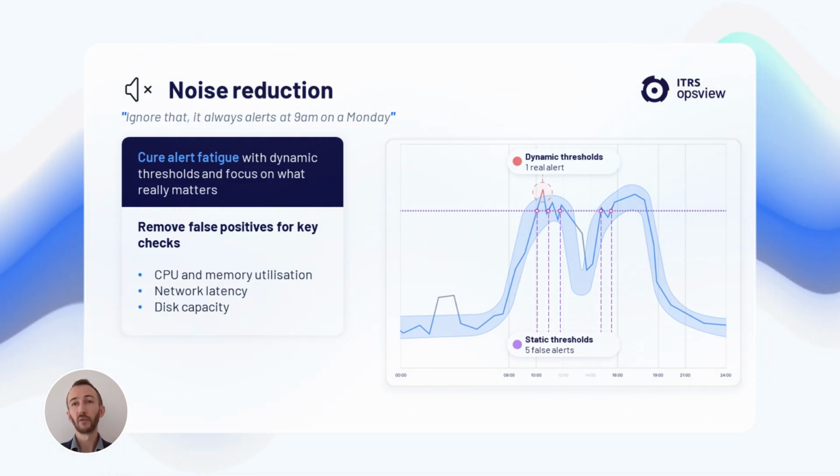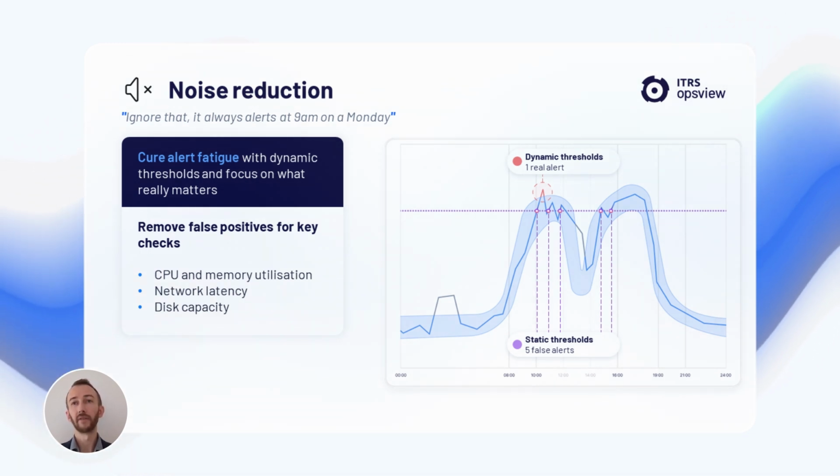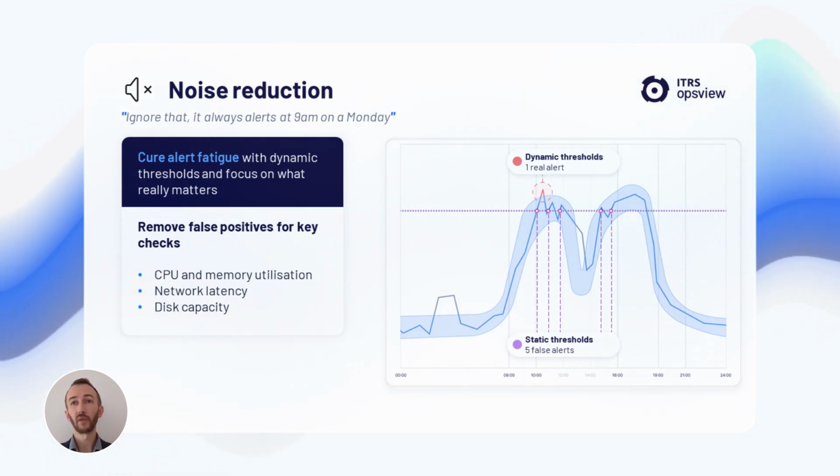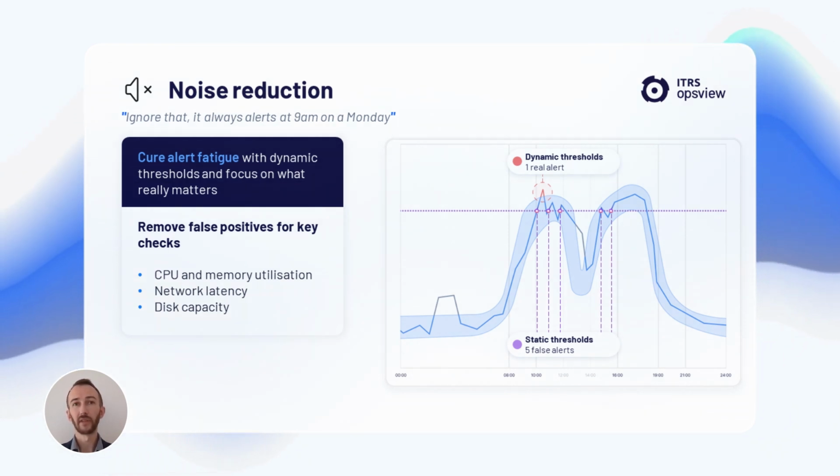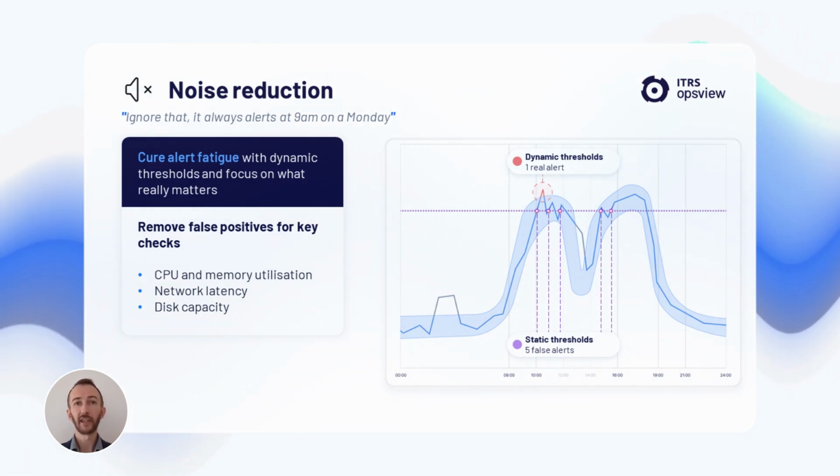But actually that's normal behavior, and you're missing the one real alert, the time when it went above the normal behavior, and that's the one you really want to focus on and solve. And the idea of this is that it just removes the false positives for your key checks where you utilize dynamic thresholds. So CPU and memory utilization, network latency, as well as disk capacity.